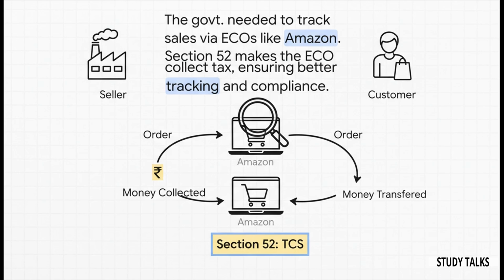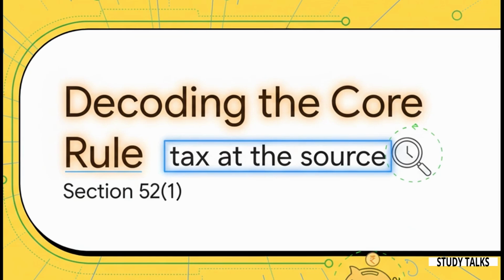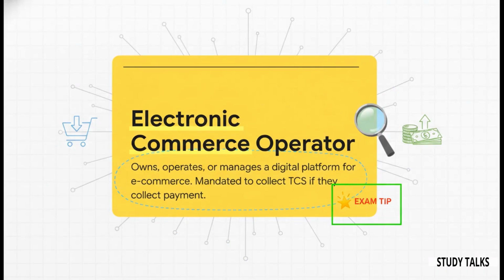Now, with millions of these transactions happening every single day, the government needed a trail. They needed a way to track all this value right at the source. And that is exactly why Section 52 was brought into the picture. So, let's decode the core rule itself. Section 52 is basically the government's answer to this huge tracking problem. It makes it mandatory for the e-commerce operator to collect a tiny percentage of tax at the very source of the transaction. The law specifically points its finger at the electronic commerce operator, or ECO.